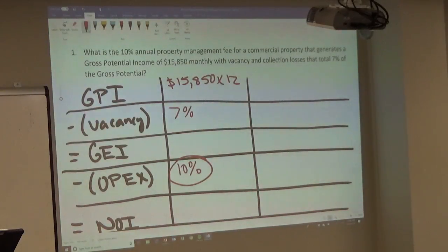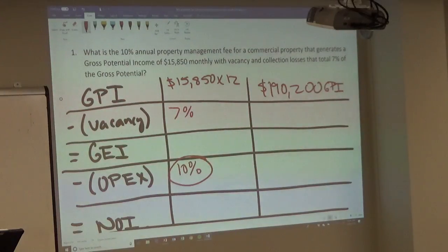Starting on the gross potential income line, $15,850 times 12 equals $190,200. And that's our GPI. Okay? $190,200. And then we want to subtract our vacancy.